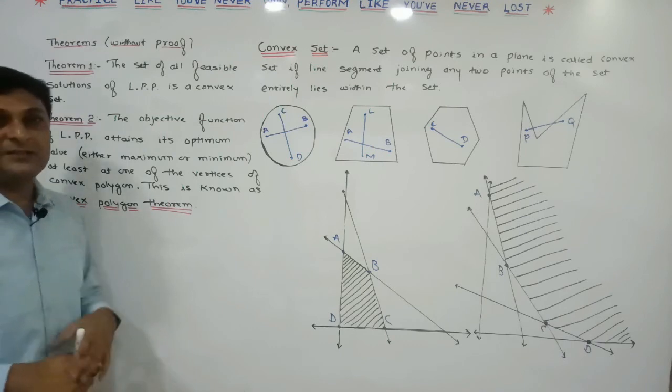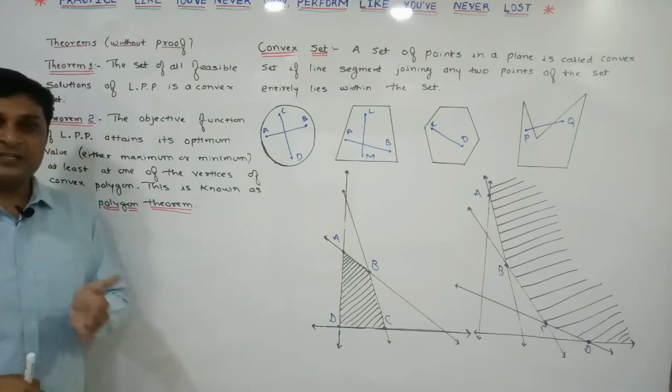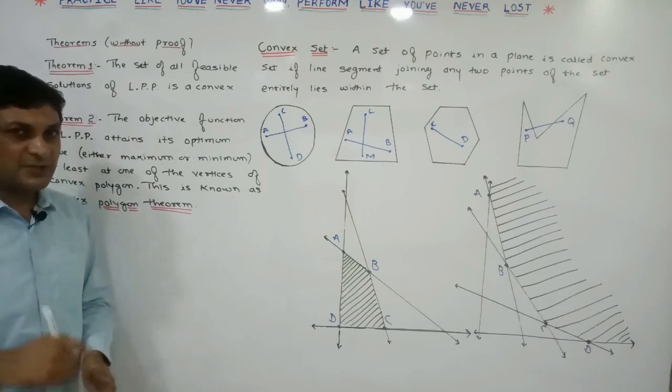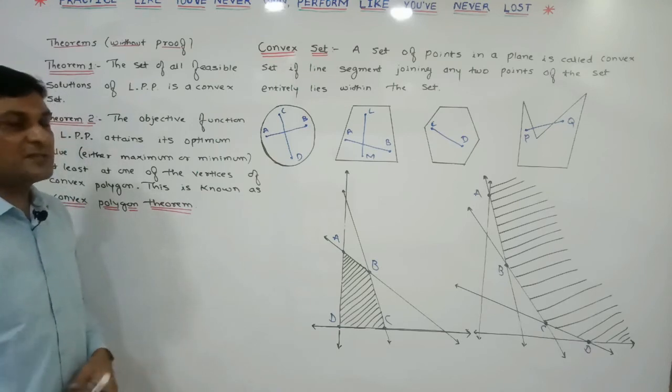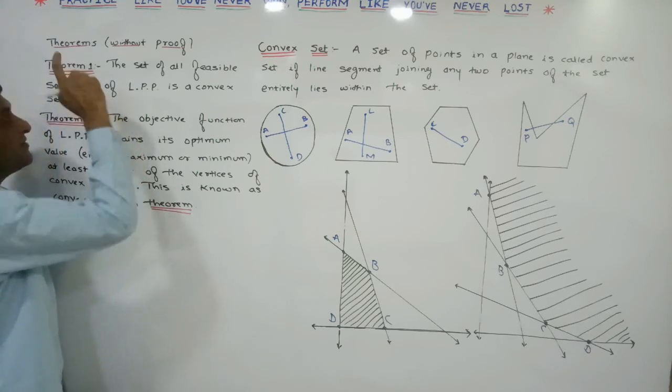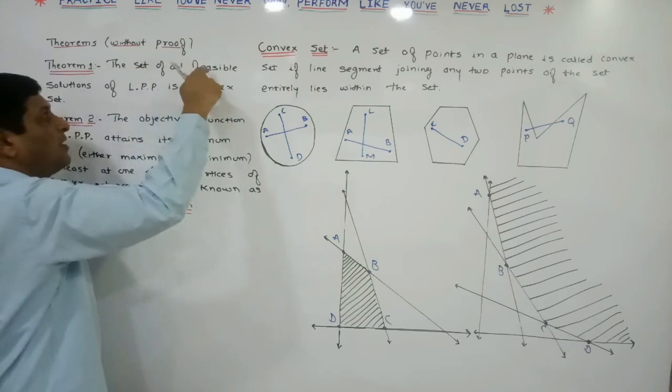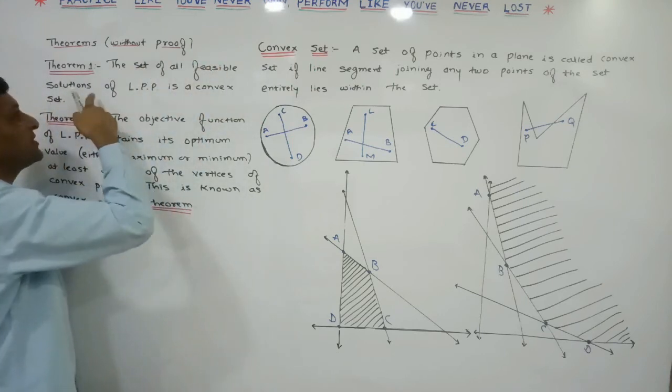According to this first theorem, these are 2 theorems in our syllabus, but the proof of these theorems is not in our syllabus. Just by applying these theorems, we have to solve the examples. So try to understand the meaning of the statement of this theorem. Theorem first says that the set of all feasible solutions of a linear programming problem is a convex set.